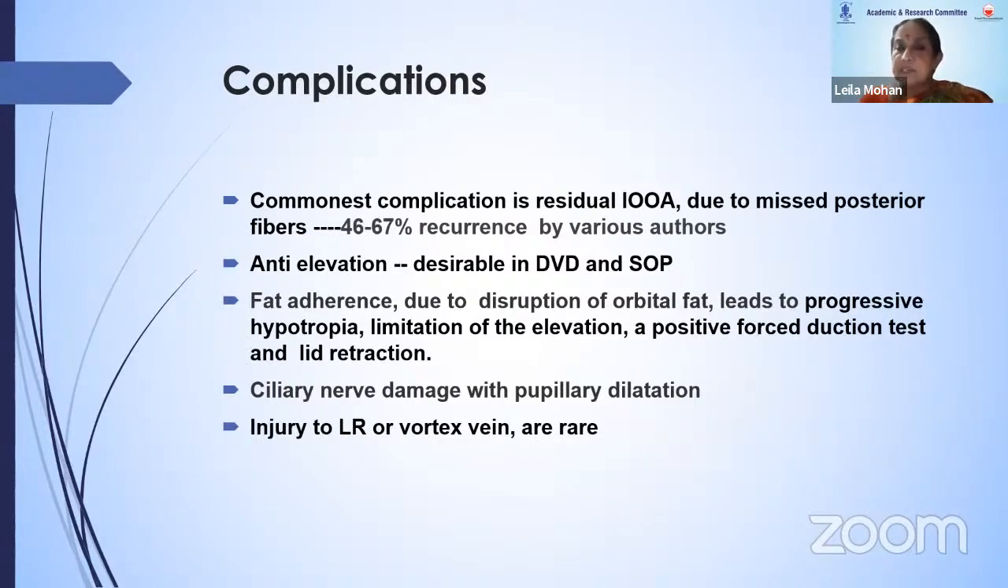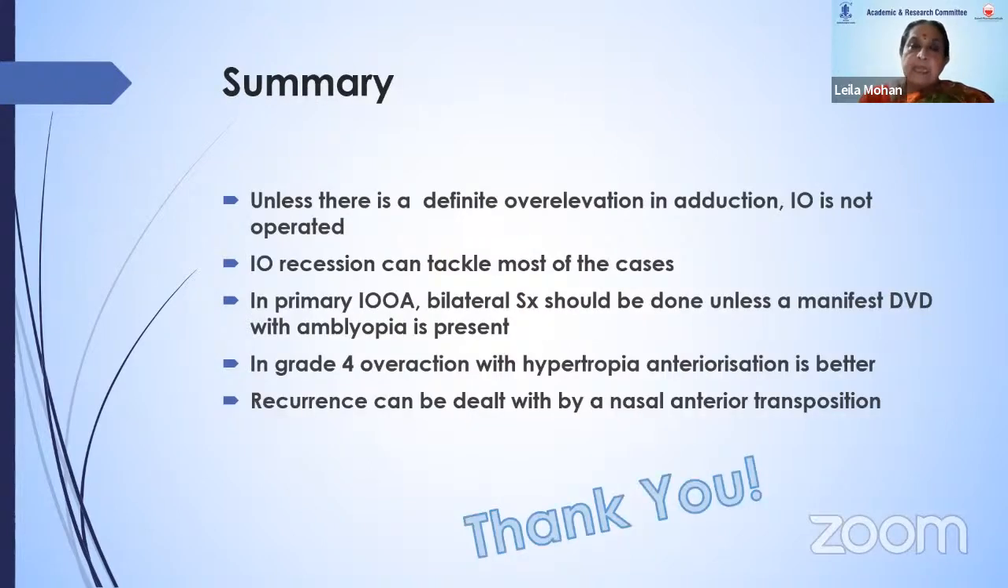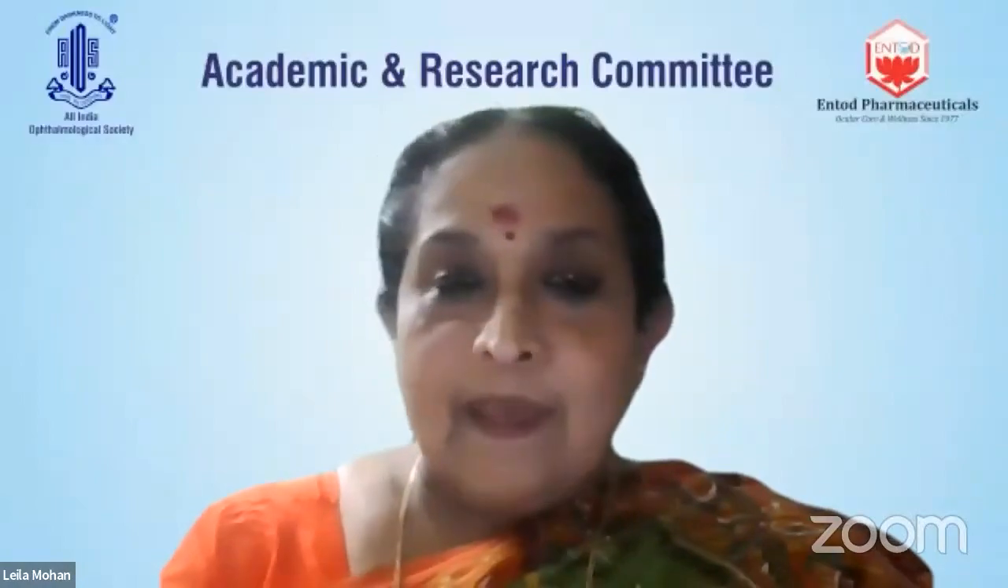Fat adherence due to disruption of the orbital fat leads to progressive hypertropia, limitation of elevation and positive forced duction test, and a lid retraction. Ciliary nerve damage can occasionally occur with temporary pupillary dilatation, and injury to lateral rectus or vortex vein, which are rare. To summarize, unless there is a definitive overelevation in adduction, you will not touch the inferior oblique.